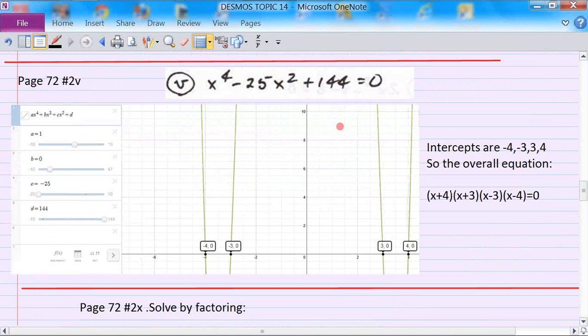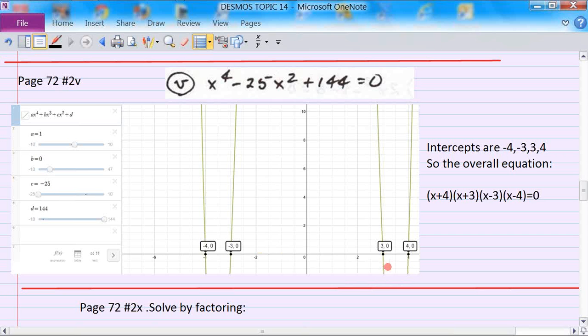Now here, again, we put this into generalized form. We put the value of A is 1 right here. B is 0 because there's no value for B. C is minus 25. It's the coefficient of this. And D is 144. Now, I'm not saying that you need to put B in there, but you can see that this could be used for any kinds of equations, and then you just need to modify A, B, C, D, and the graph will change.